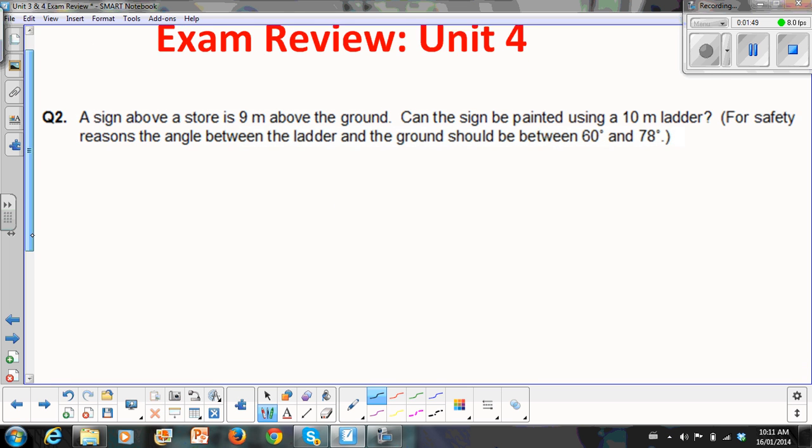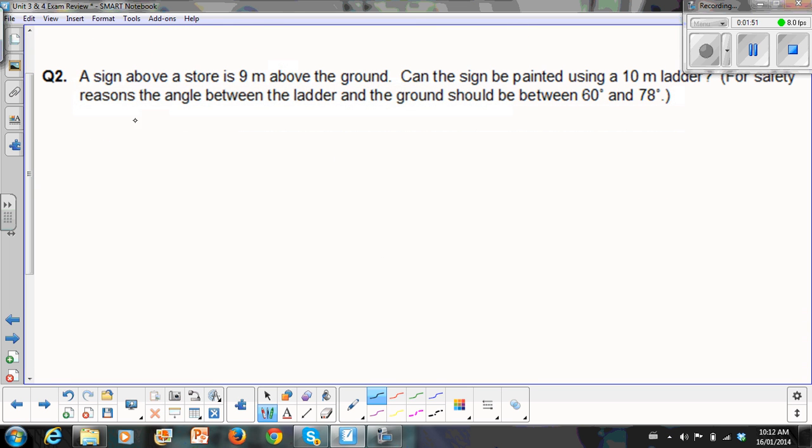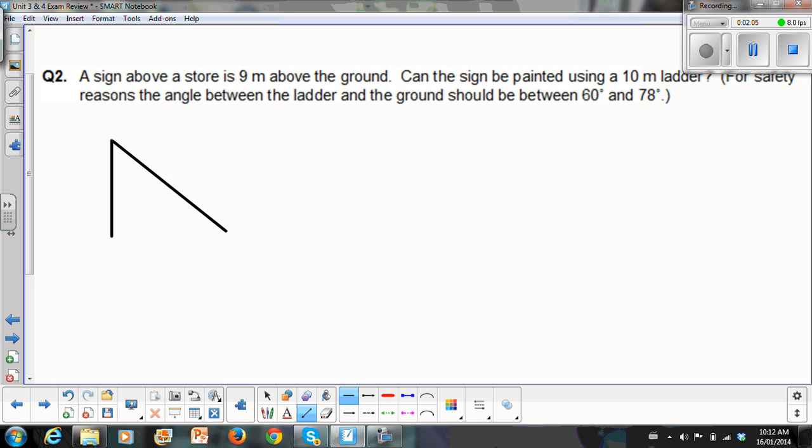Question 2, application. A sign above a store. So let's draw the scenario. Is 9 meters above the ground. Can the sign be painted using a 10-meter ladder? Ladders are put diagonally against the wall. For safety reasons, the angle between the ladder and the ground should be between 60 and 78 degrees.